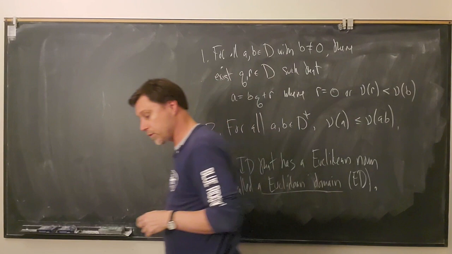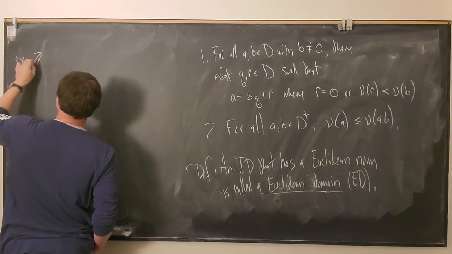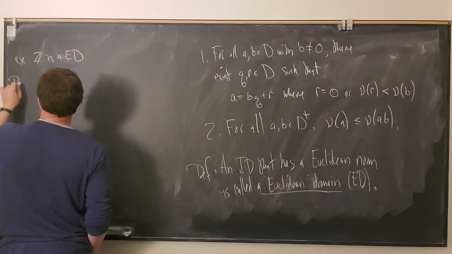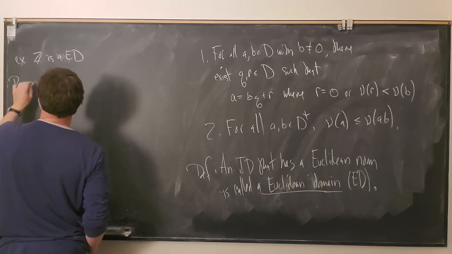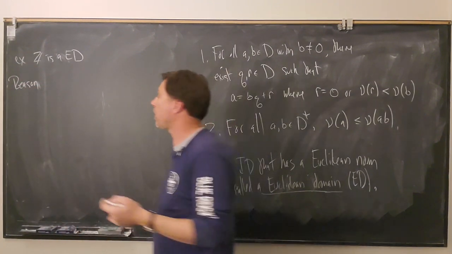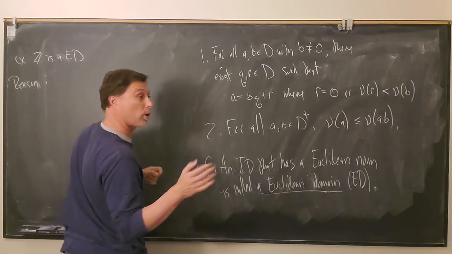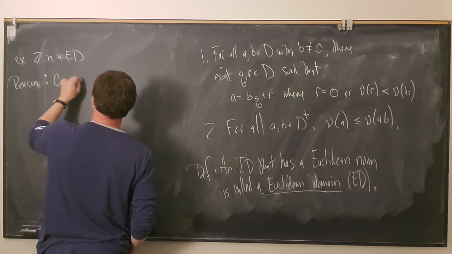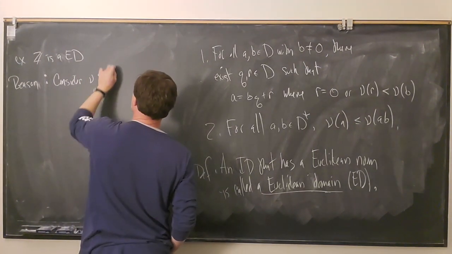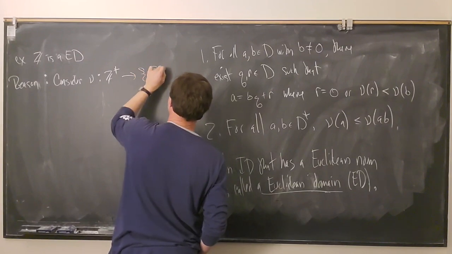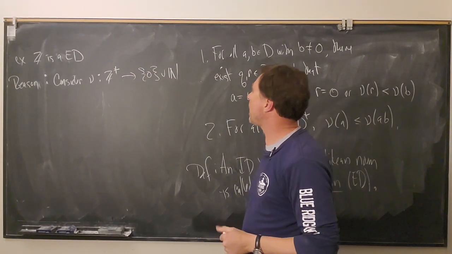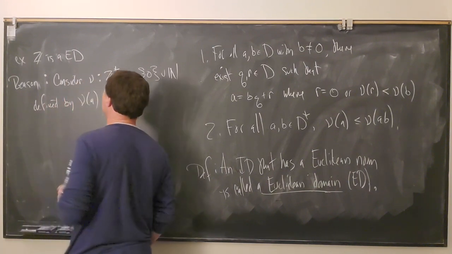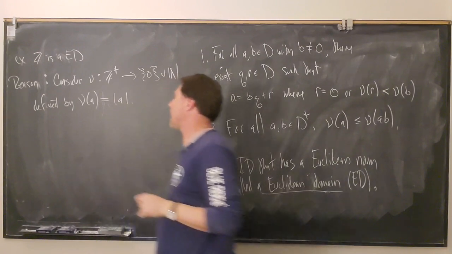Okay, so as a first example of a Euclidean domain, we've got the integers. So Z is a Euclidean domain. And the reason, I mean, we know that Z has a division algorithm, right? And so let's just put this into the Euclidean norm context, or use the language of Euclidean norms now. So let's consider the function nu from Z star to 0 union N, defined by nu of a equals the absolute value of a.